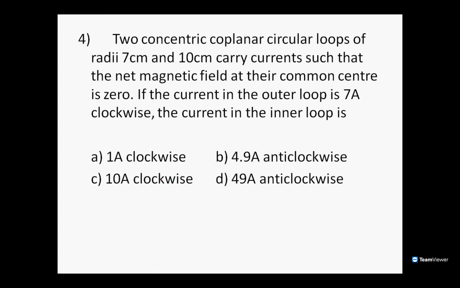Two concentric coplanar circular loops of radii 7 centimeter and 10 centimeter, R1 and R2, carry the current such that the net magnetic field at their common center is 0. There are two circular coils. This is a circular coil and this is another circular coil. Here the net magnetic field at the center is 0, he told that.